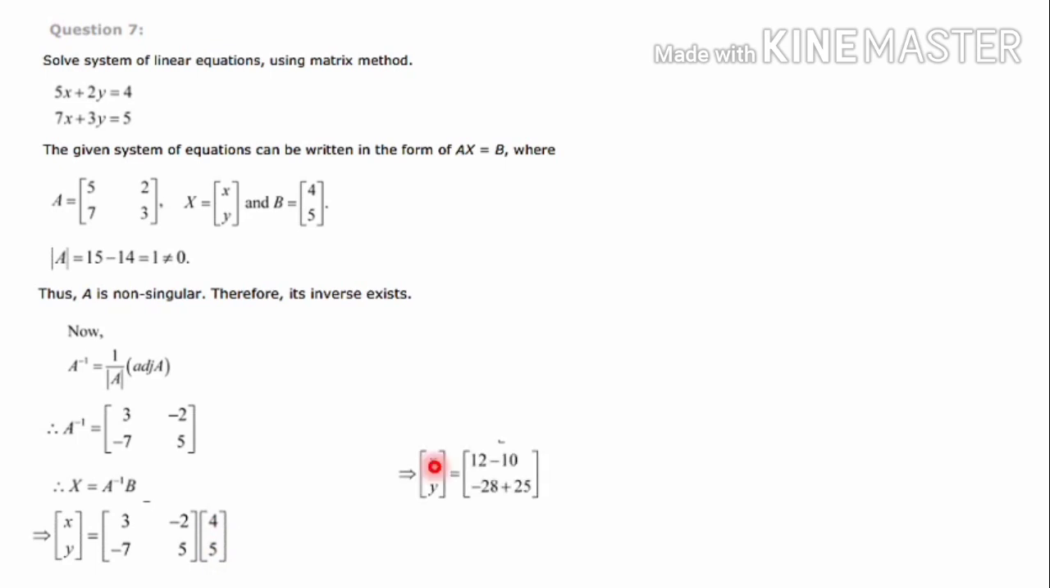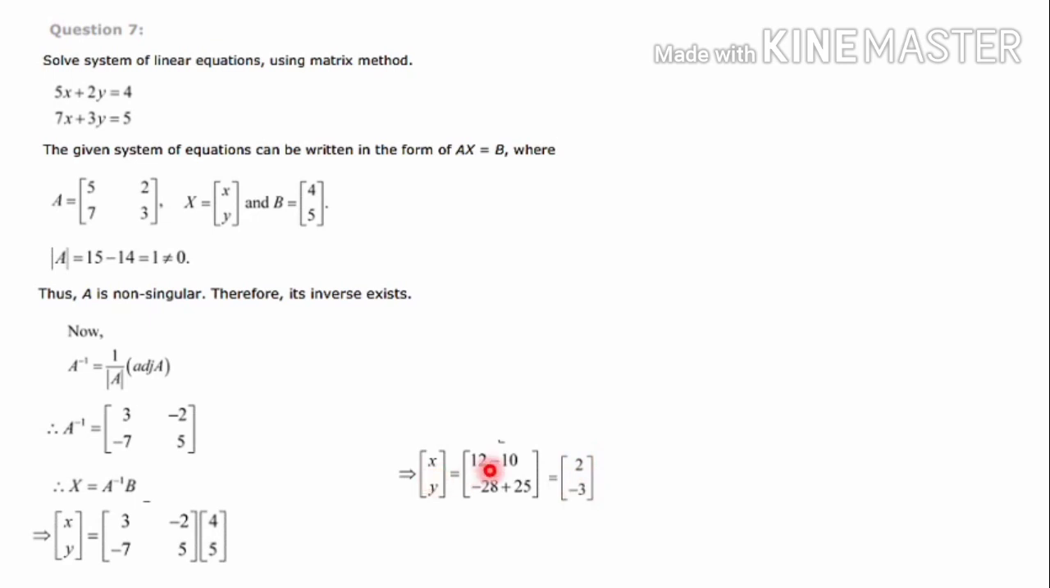So the matrix of x and y is equal to, first row with the first column, 3 into 4, 12, minus 2 into 5, 10. So 12 minus 10 is written. Second row with the first column, minus 7 into 4, minus 28, plus 5 into 5, 25. So minus 28 plus 25. That means the matrix of x and y is equal to 2, minus 3, which we are getting as the answer.